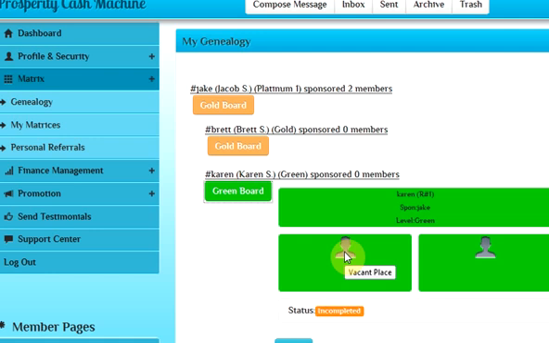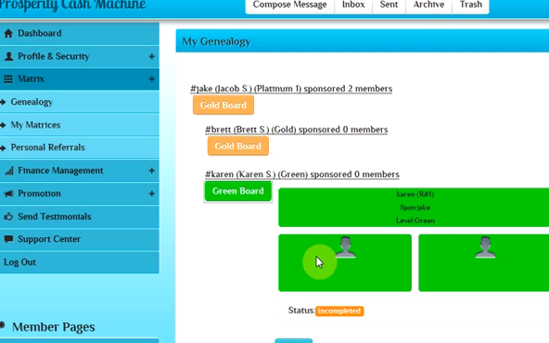The sustainable way to do that is to have your own personal referrals who follow you to the gold board, and then when they cycle the gold board, they cycle back to your gold board to help you earn your next $900. That's a sustainable way to actually keep on regularly earning the $900, and that's what this is all about.